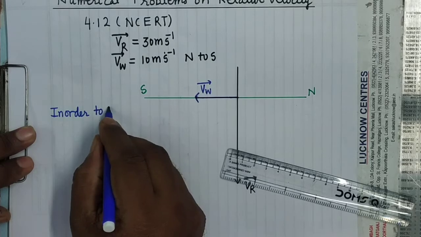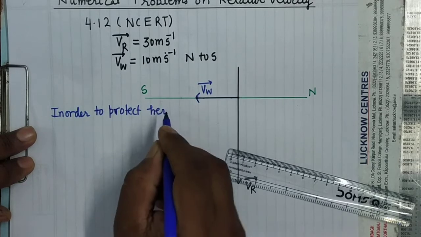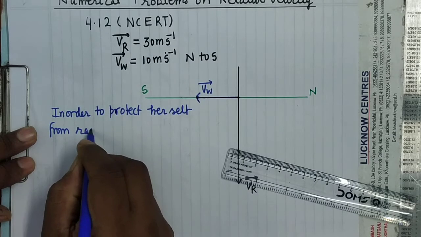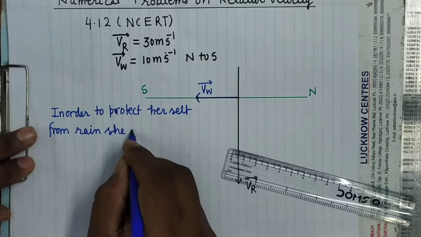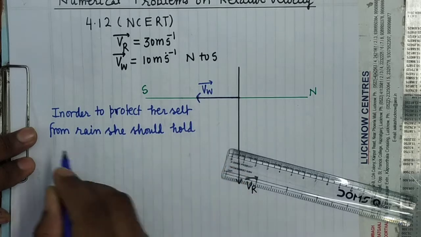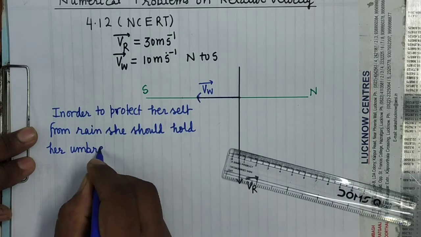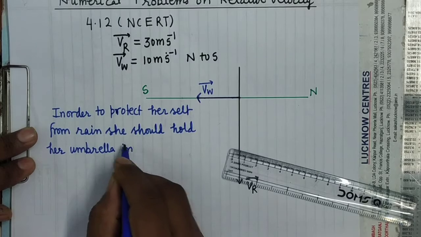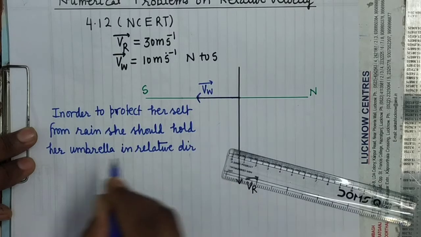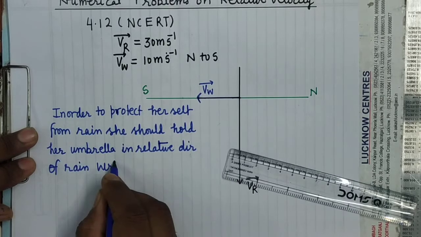It's clear. In order to protect herself from rain, she should hold her umbrella in relative direction of rain with respect to woman.